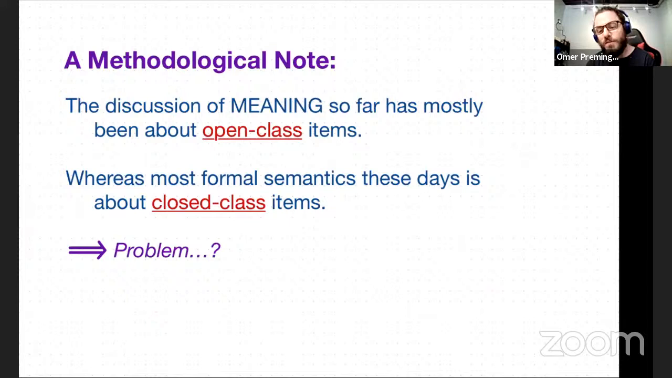Before moving on, I want to pause for a methodological note, and this is oriented towards my semanticist colleagues. My discussion of meaning so far has been mostly, maybe entirely, about open class items. And it's a feature of a lot of semantics, at least within the world that you could broadly characterize as formal linguistics, that it focuses on closed class items. So the question I want to briefly address is: is this a problem? That is, are the conclusions here undermined by the fact that I'm talking about the meaning of the quote unquote wrong kinds of items? That to really have hefty semantic conclusions, you have to say something about these.